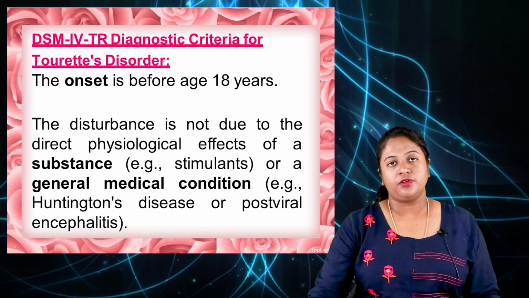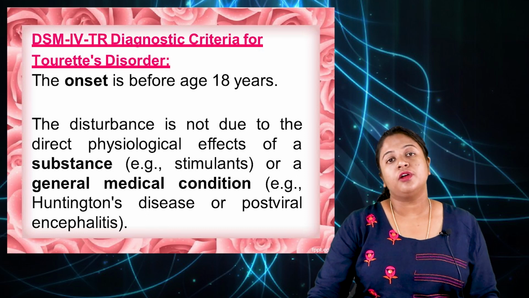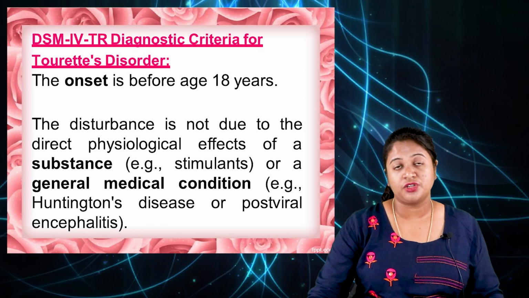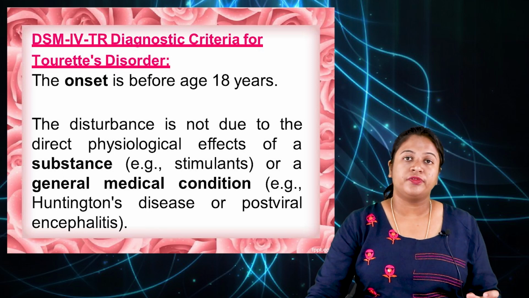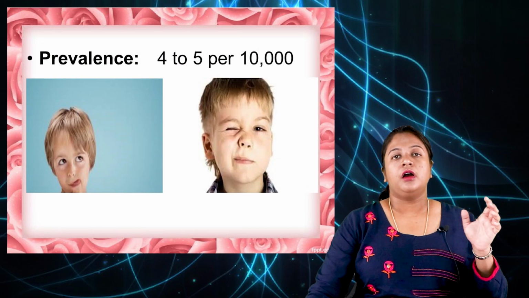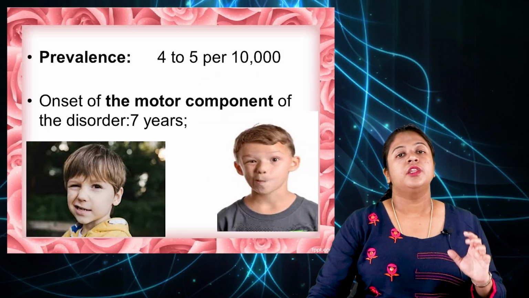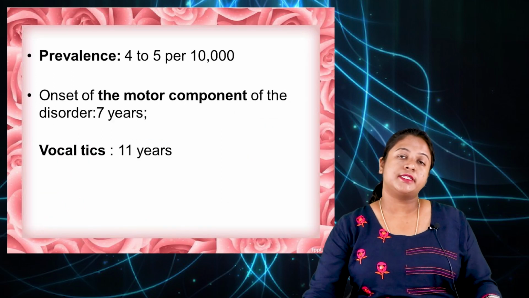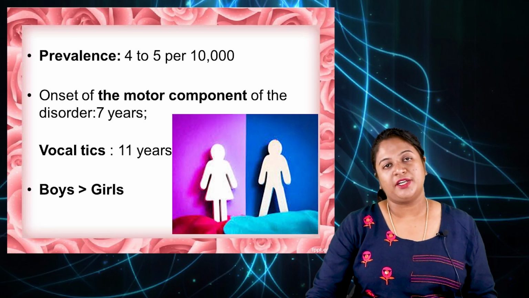So what is the onset of this condition? Usually the onset is before 18 years of age. The disorder should not be because of the influence of a substance or medication or any other medical condition such as Huntington's chorea or post-viral encephalitis. It is found that 4 or 5 people of every 10,000 population suffer from this condition. The onset of the motor tic is usually around 7 years and of the vocal tics after 11 years of age. It is more frequently seen in boys compared to girls.